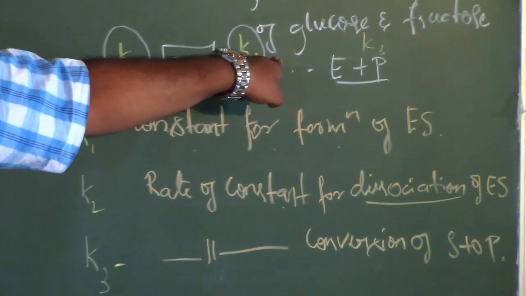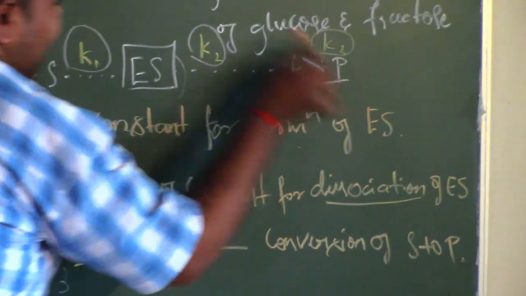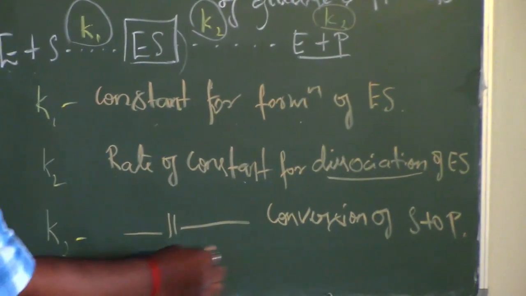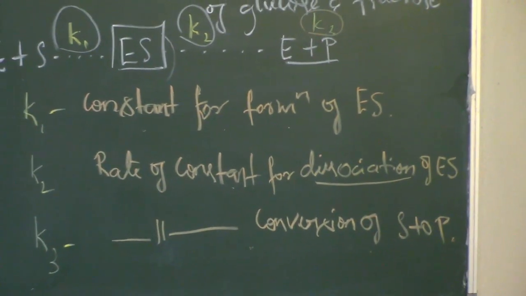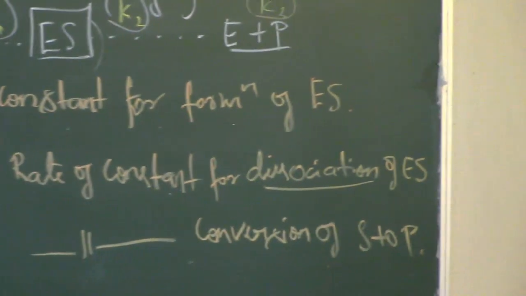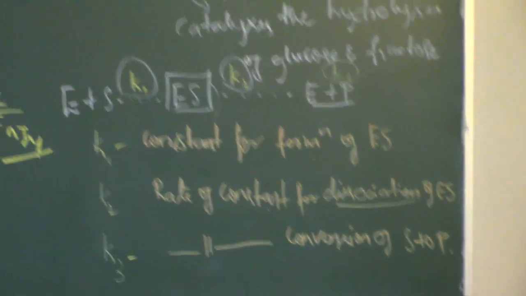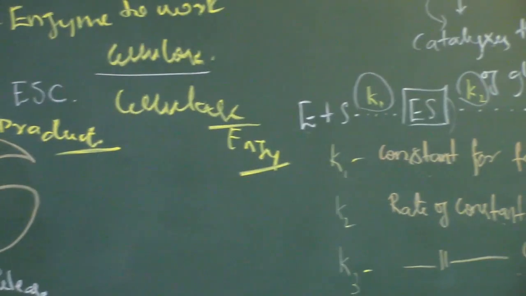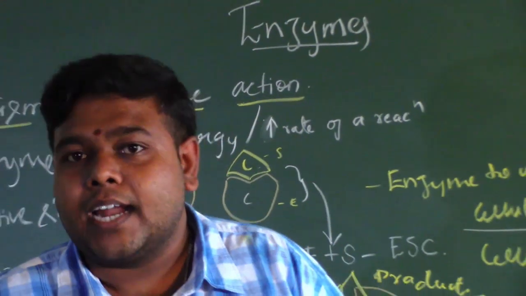That is your second interval, called K2, and we stop at the last interval, called K3. That is nothing but the rate constant for conversion of S to P. Once K2 is completed, there will be formation of products from the substrate. That is your last step, called K3. And this is the kinetics of enzyme action as demonstrated by Michaelis and Menton.